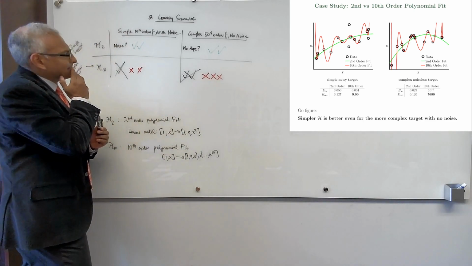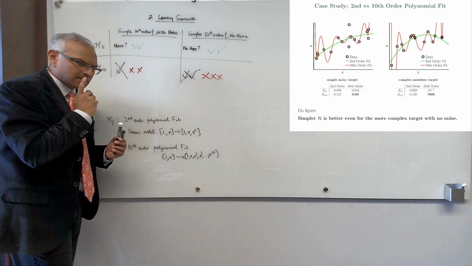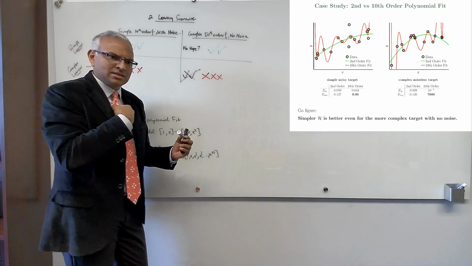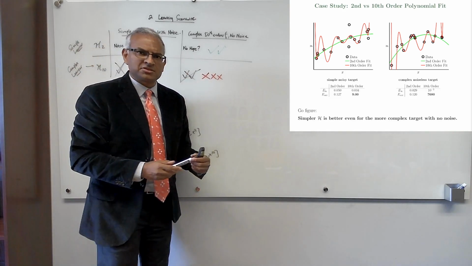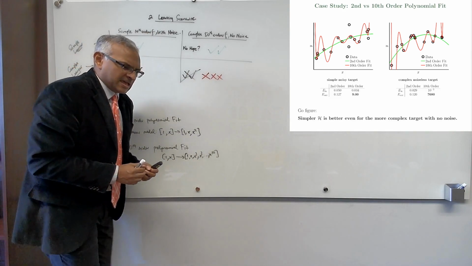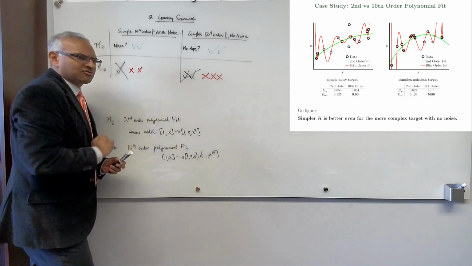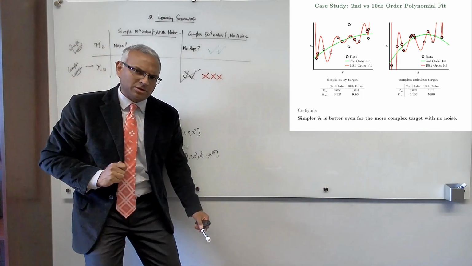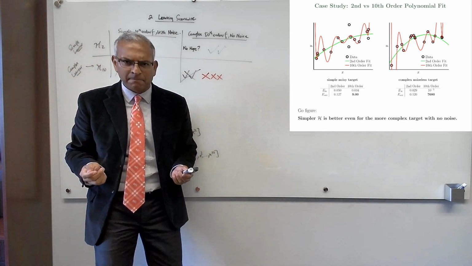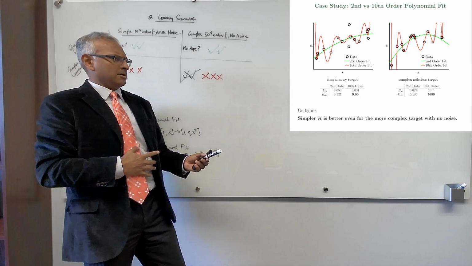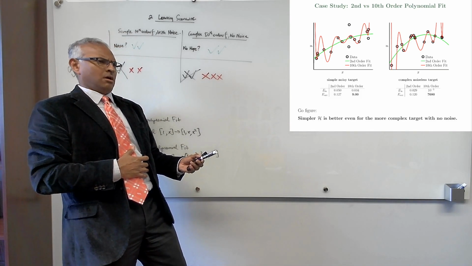What we're saying is that, let's have a conversation between me and my boss, or you and your boss. So your boss comes to you and says, John, I'd like you to learn this target function f. It's a 10th order polynomial representing this, that, and the other. It's a 10th order polynomial. And you ask your boss, how do you know it's a 10th order polynomial?